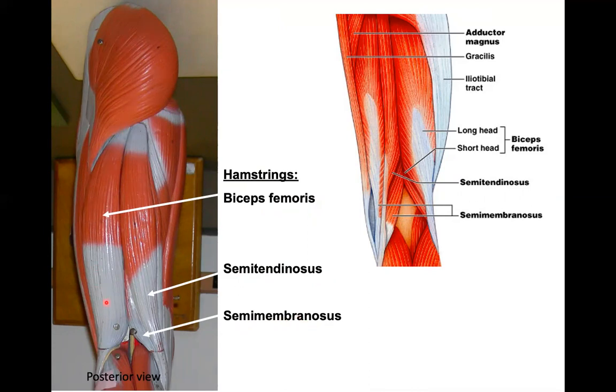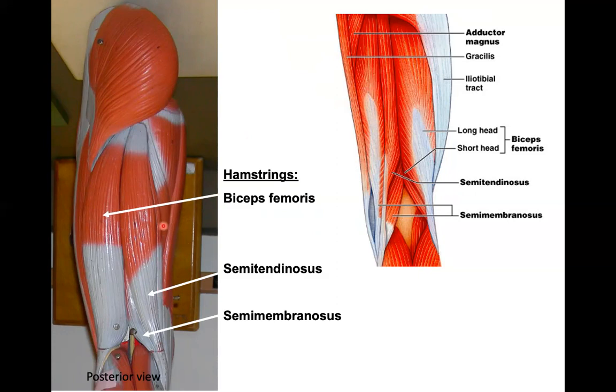On the lateral aspect of the thigh, or posterior aspect of the thigh, we have the biceps femoris, which is right here. Again, biceps femoris stands by itself. It has two heads, the long head and short head. And the muscles on the medial aspect of the thigh, we have the more superficial one, which is semitendinosus, and the more deep one, which is semimembranosus.